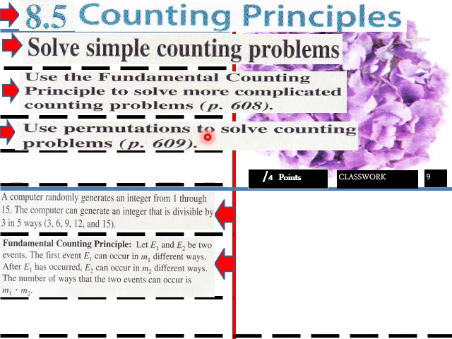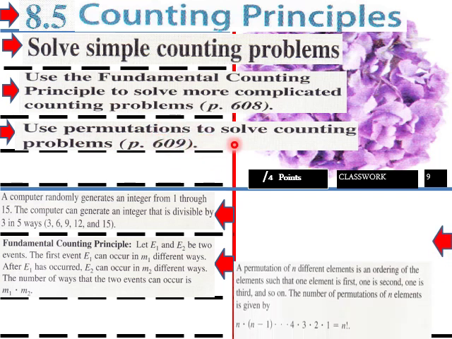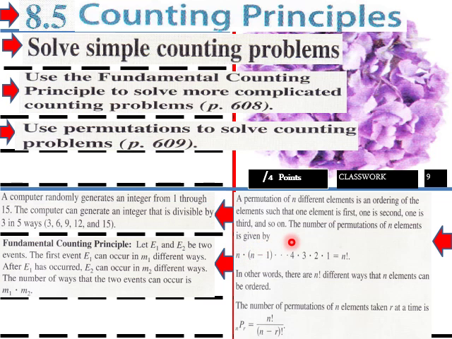And then use permutations to solve counting problems. Again, we'll use permutations now. The formula for a permutation would be nPr. So it would be n factorial over n minus r factorial, instead of the combination where you have another product out here. You just have this formula here. In other words, there are n factorial different ways that n elements can be ordered. So it's just an order, special orders, or permutations.